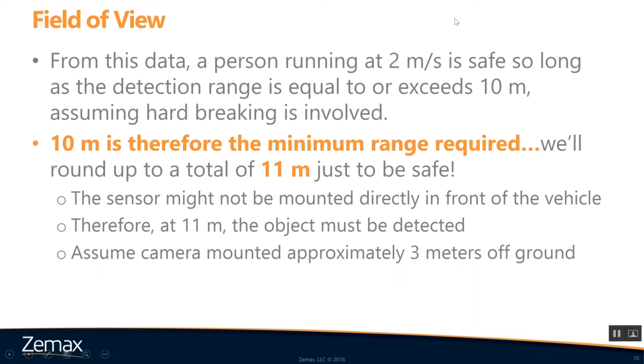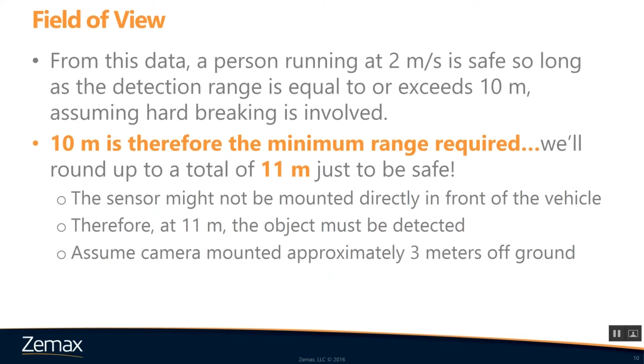So from this data, we see that a person running at 2 meters per second is safe so long as the detection range is equal to or exceeds 10 meters, assuming that we're actually using hard braking. So that's the minimum range that we'll need, and we'll round that up to 11 meters just to be safe. Again, the sensor might not be mounted directly in front of the vehicle, so just to be safe, we'll add 1 meter more. So at 11 meters, our object must be detected.